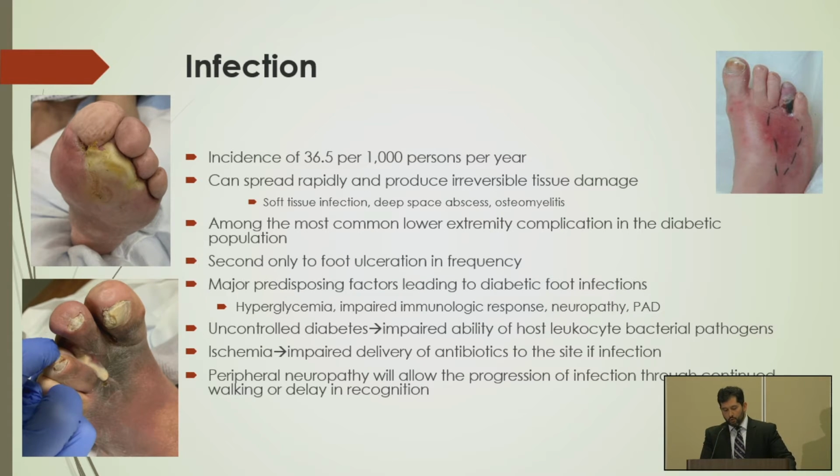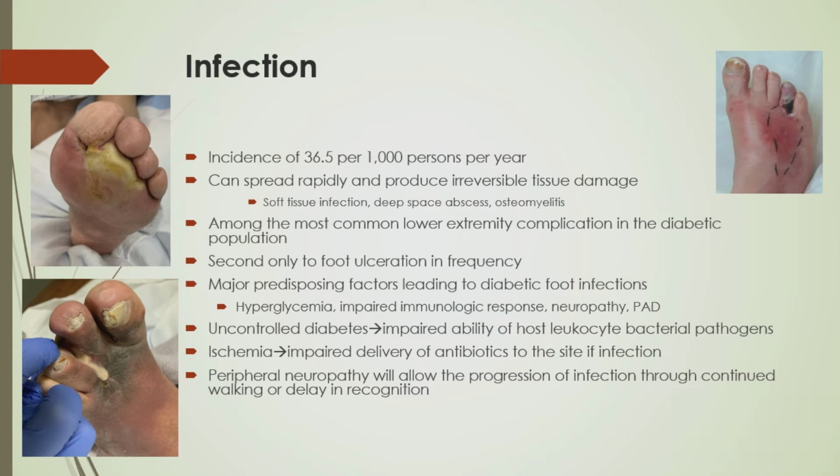Infection. With an incidence of 36.5 per 1,000 persons a year, foot infections are amongst the most common lower extremity complications in the diabetic population, excluding neuropathy, and second only to foot ulcers in frequency. A major predisposing factor to diabetic foot infections is hyperglycemia, impaired immunologic response, neuropathy, and peripheral arterial disease.